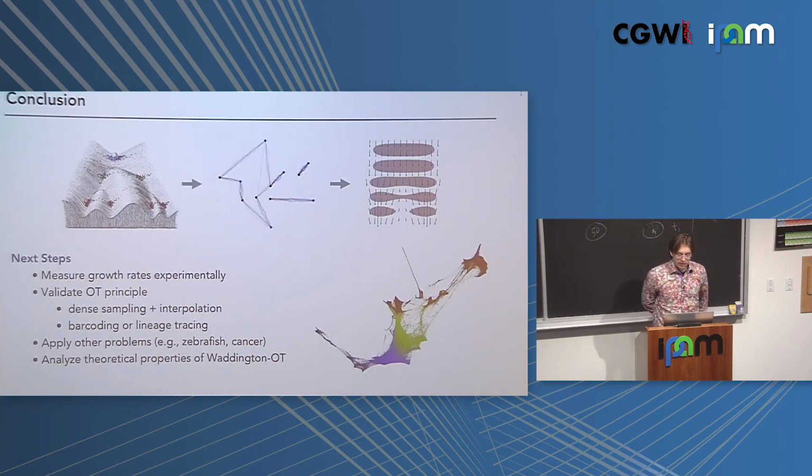So that's the conclusion. Just to wrap up, next steps that I imagine are measuring the growth rates experimentally, and you can also imagine optimizing those. Validating this OT principle: we're currently doing this. We have a new data set with very dense sampling, about 4 times as many time points, and we're going to try interpolating the distribution.